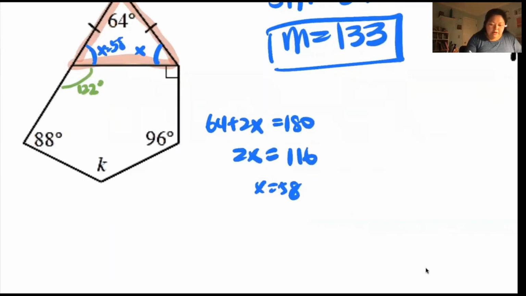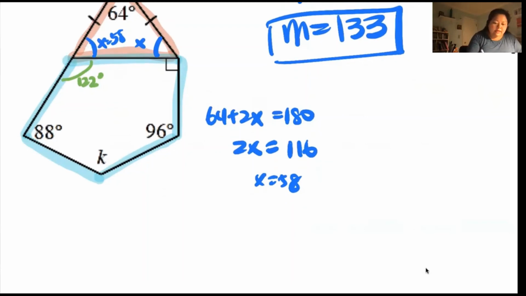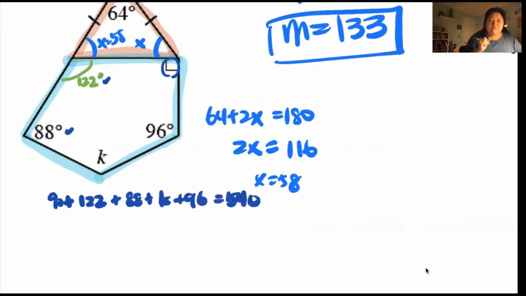Now I look at this shape here, and it's 1, 2, 3, 4, 5. It's a pentagon. So a pentagon adds up to 540. Then I take the angles I have and start counting, right? This is a 90 degree. So 90 plus 122 plus 88 plus k plus 96 must equal 540. All right, so I'm going to use my calculator because there's a lot of numbers here. 90 plus 122 plus 88 plus 96. So k plus 396 must equal 540. So k must equal 144 degrees.